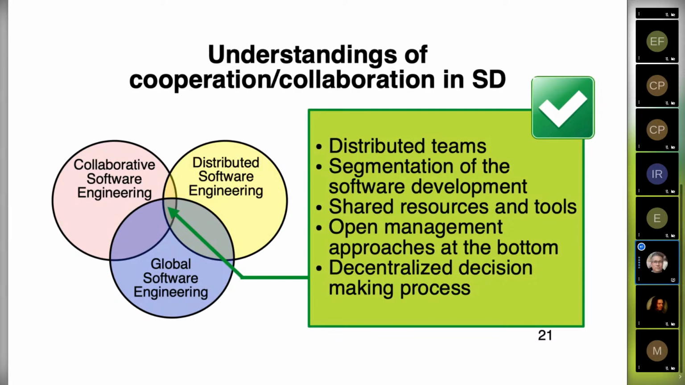Talking about what is shared by all these approaches of software engineering: distributed teams, segmentation of the software development, shared resources and tools, open management approaches at the bottom, and a decentralized decision-making process. You can see that what is the same in the three understandings of cooperation and collaboration in software development is precisely these 5 characteristics. It doesn't matter if we are talking about collaborative software engineering, distributed software engineering, or global software engineering. In any of these approaches, you will find these 5 characteristics.